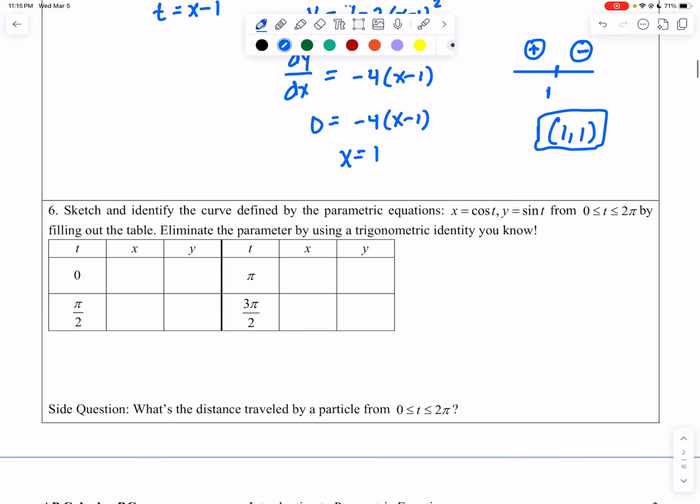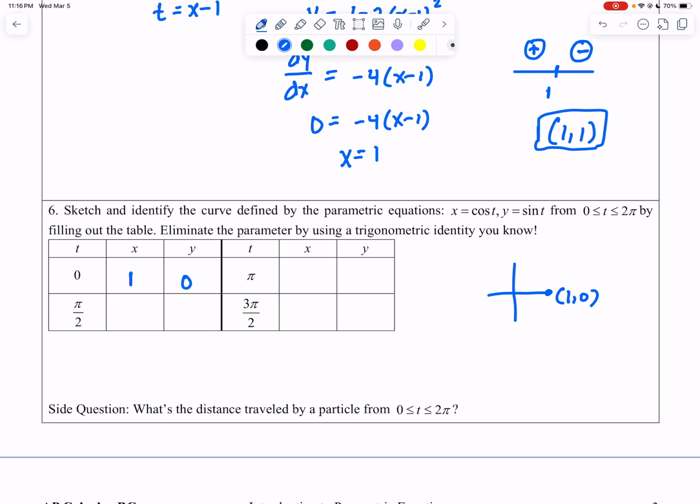Number 6 is going to be our last problem, and this is going to be a good introduction to what we'll be doing in class in terms of finding the arc length. But here, we want to sketch and identify the curve defined by the parametric equations x is equal to cosine of t and y is equal to sine of t from 0 to 2 pi by filling out the table. Well, if cosine is 1 and sine is 0, then that's going to be (1, 0), which is right here.